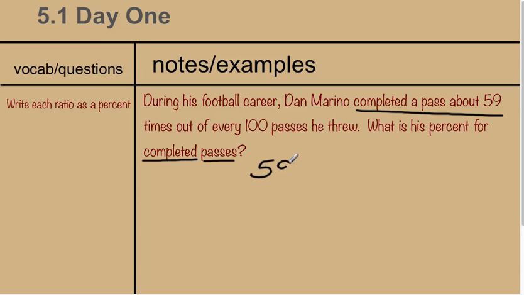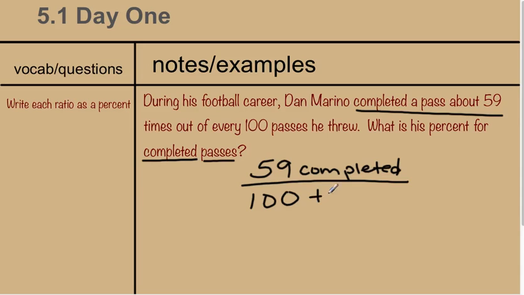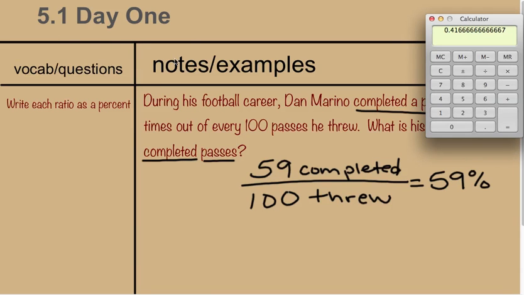I know that there were 59 completed out of every 100 that he threw. And again, this is already over 100, so it's super easy because I already have it in my parts per 100. It would be 59%. And let's say you're not sure when this works and when it doesn't work. Try typing it in your calculator. 59 divided by 100, right there, gives you 59%.